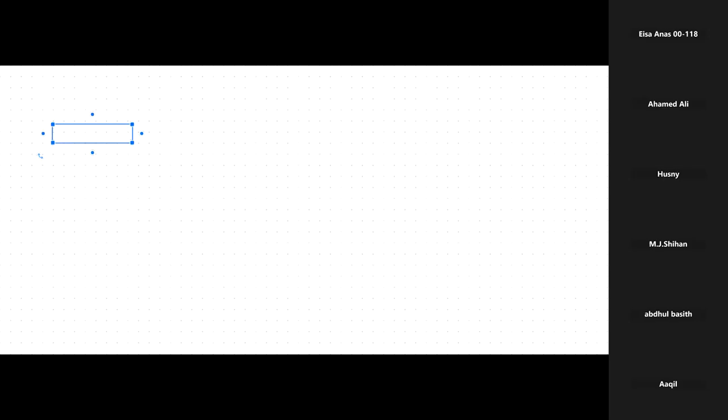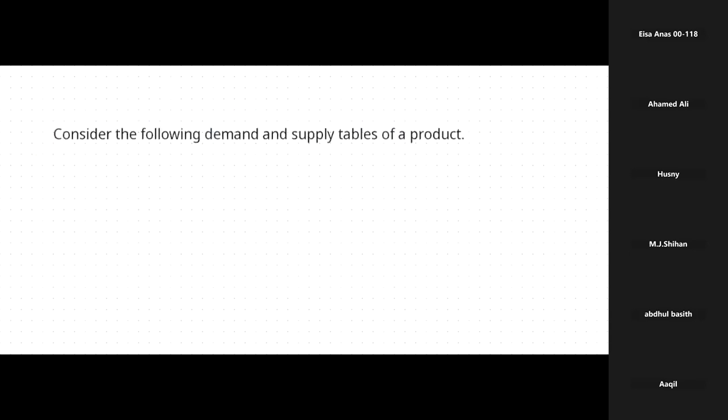Consider the following demand and supply tables of a product. Consider the following demand and supply tables of a product.